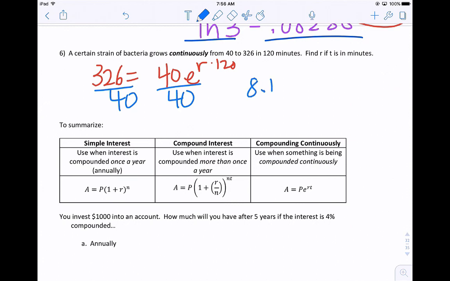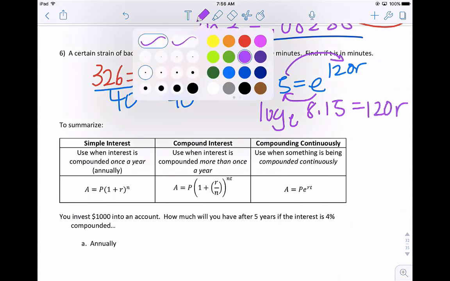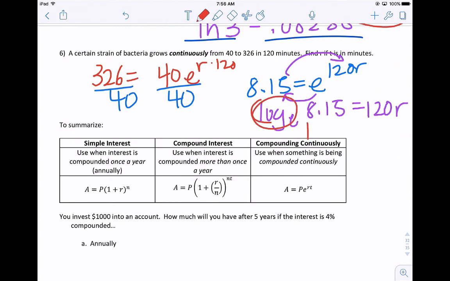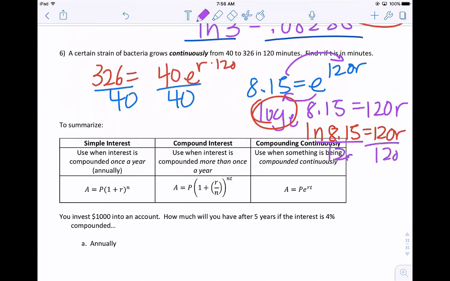All right, so we have 8.15 equals e to the 120r. Change it to log form. Again, it's log base e of 8.15 equals 120r. Remember, log base e is ln. So you could have just written ln of 8.15 equals 120r. Divide by 120. Okay, so ln of 8.15 divided by 120. And so we get our rate is 0.017483.